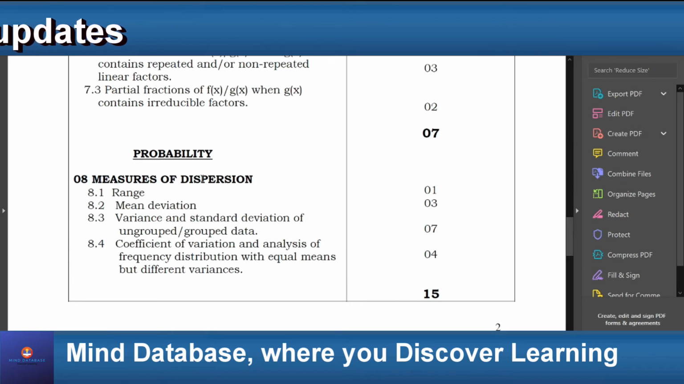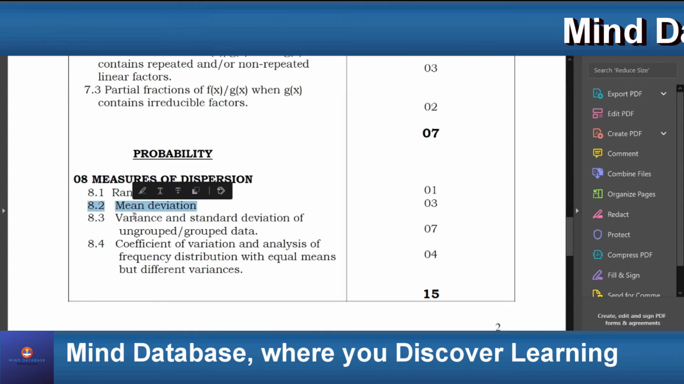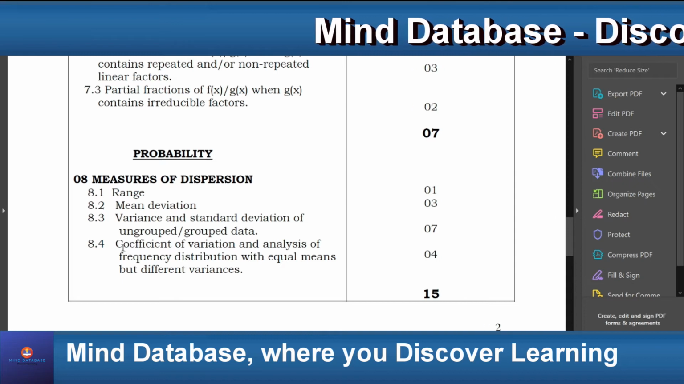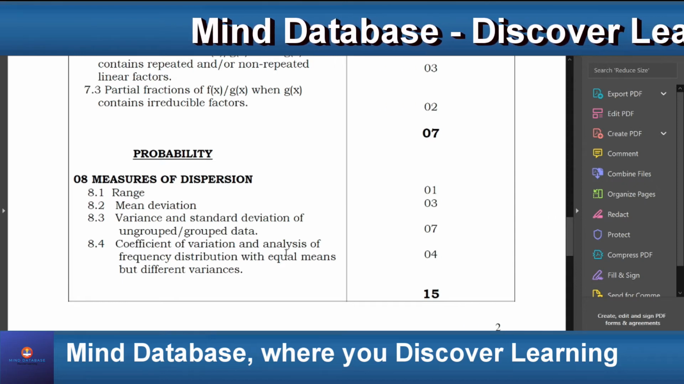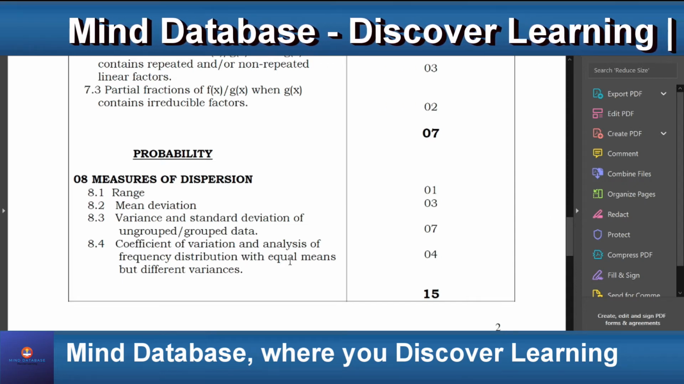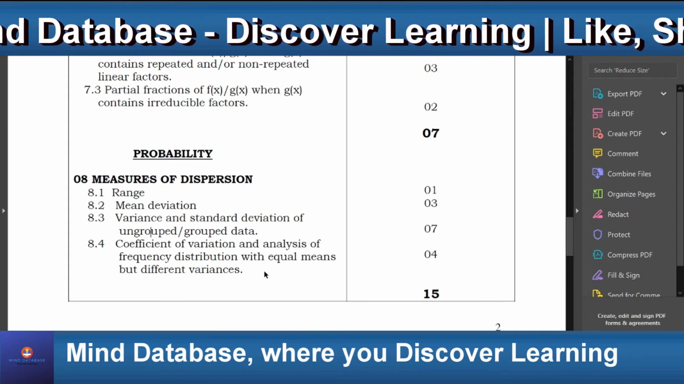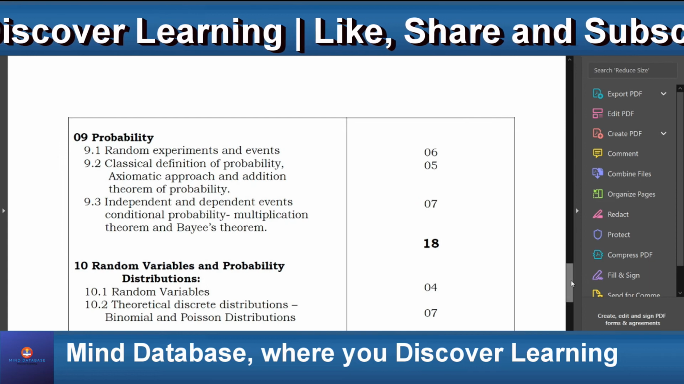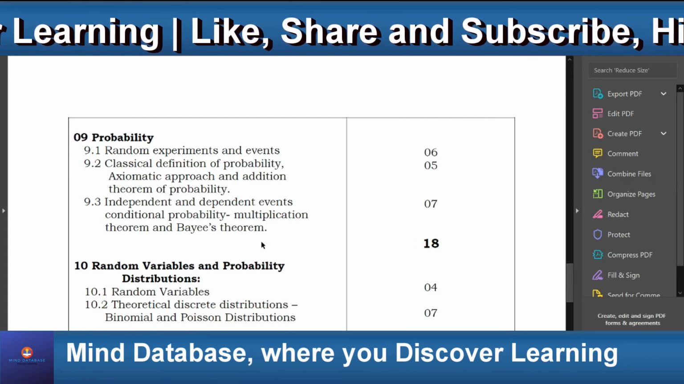In measures of dispersion, we learn about the range, mean deviation, variance and standard deviation of ungrouped and grouped data, coefficient of variation and analysis of frequency distribution with equal means but different variances, and the main and important chapter, probability.